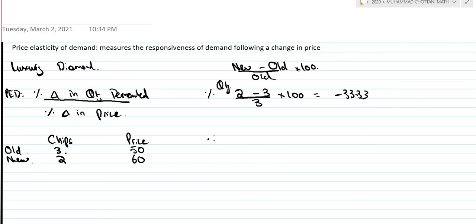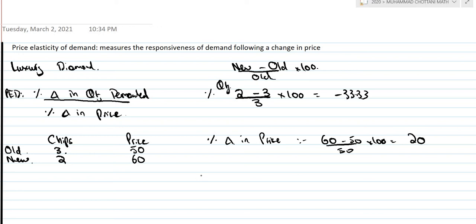Now we will find out the percentage change in price. So what are you going to do? New price minus old price, divided by old price, and multiply this by 100. So you will get a figure of 20.